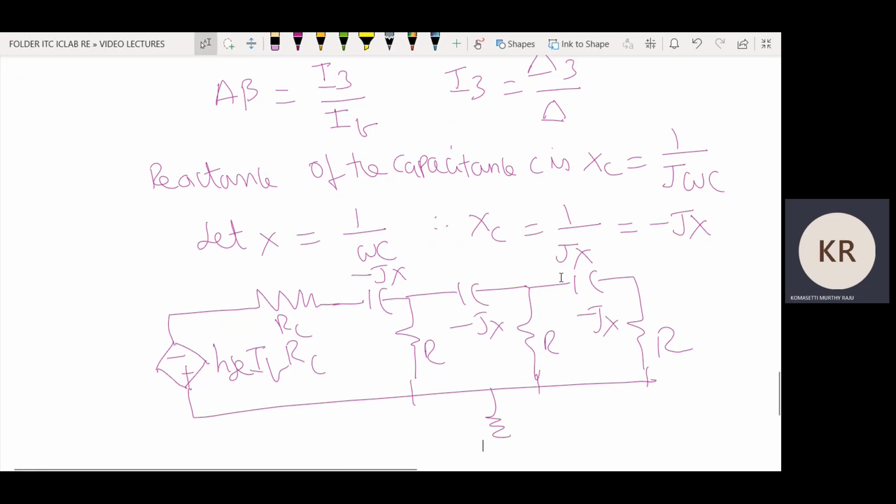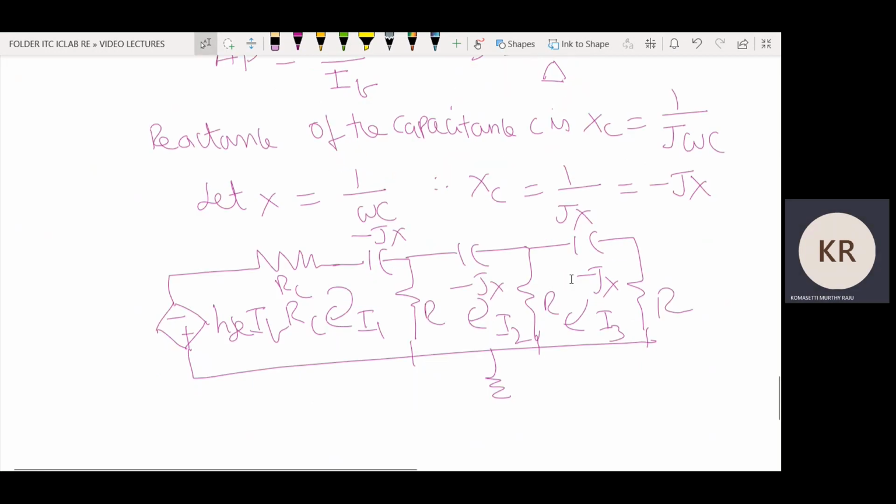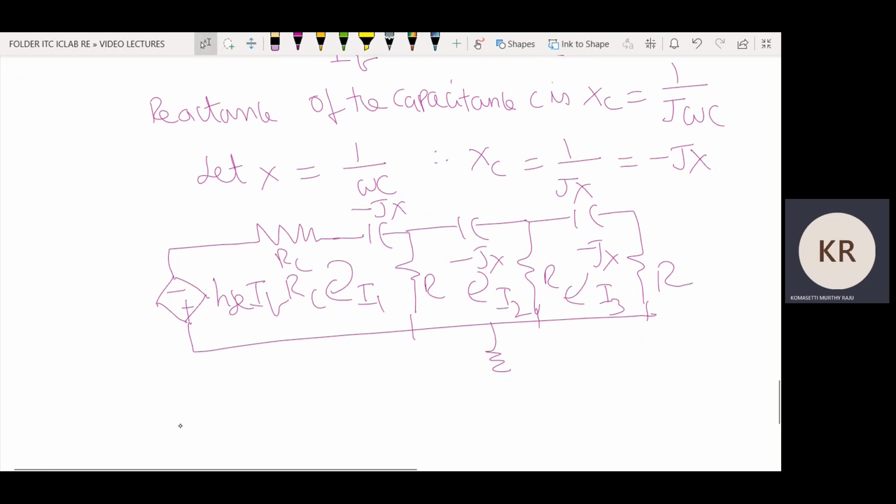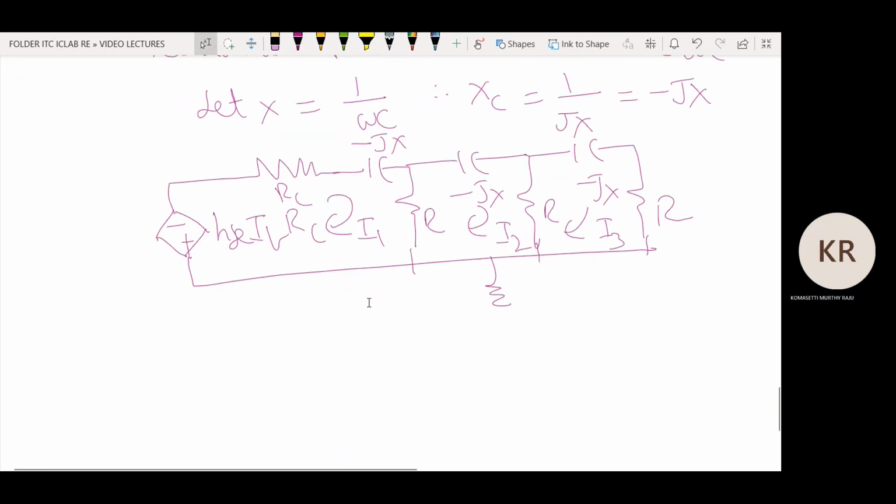Three loop currents. This one is I1, I2, and I3. Now you have to frame three loop currents according to mesh analysis.